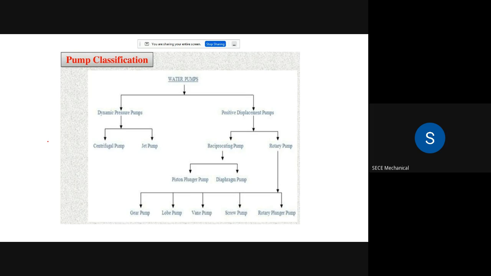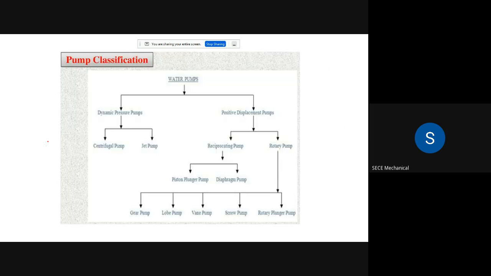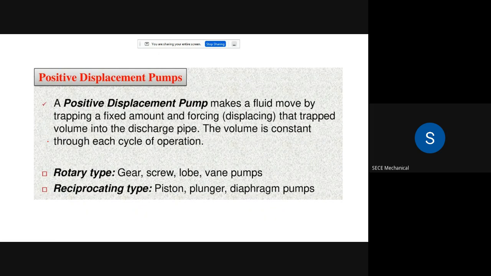That is one kind of screw pumps and the rotary plunger pumps. These are the various classifications of pumps. So what is called a displacement pump? We saw two classifications: one is called a dynamic pressure pump and the second one is called a positive displacement pump.